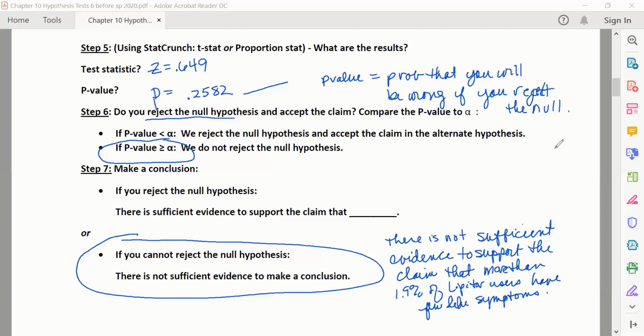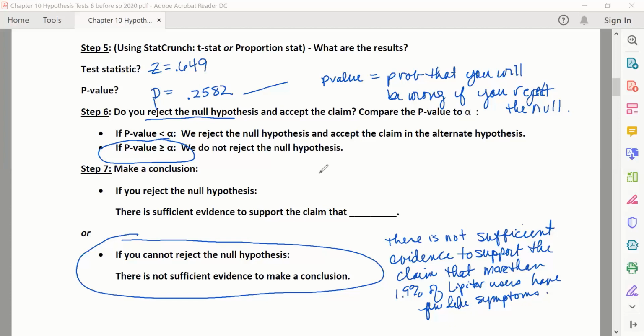So what happened here? We have a proportion, 19 out of 863, which is less than 1.9%, but it's not less enough to say we're sure that it's less than 1.9% for the whole population, because it's too close to 1.9%.